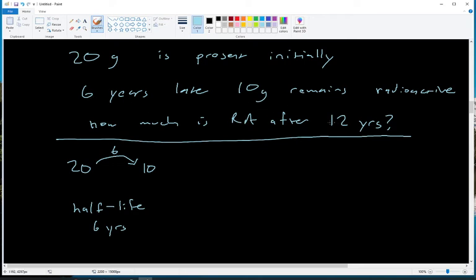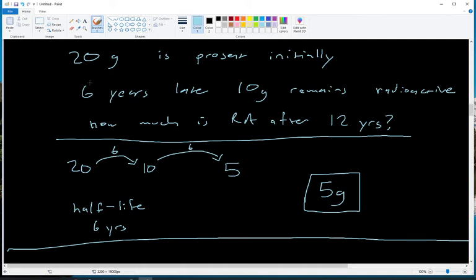So after 12 years, it's going to undergo a half-life decay again. So of the 10 grams that are still radioactive, another 6 years pass, and half of those 10 grams are radioactive. So our answer is 5 grams. Basically, it undergoes a decay of 2 half-lives. So the initial amount, 20, gets cut in half over the first 6 years to 10 grams. Then over the second 6 years, the 10 grams gets cut in half again to 5 grams. And that's it.